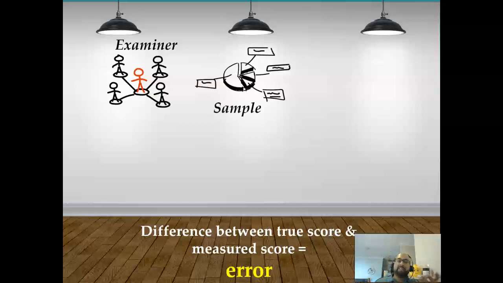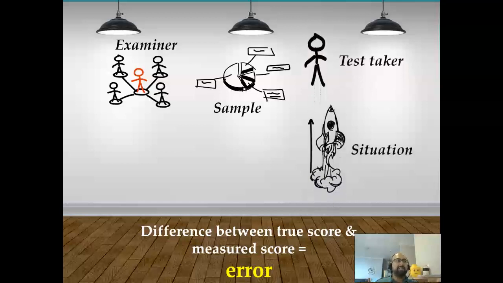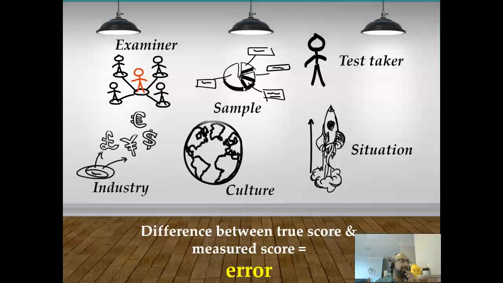Then there's the sample. Who is going through the selection process? The test taker themselves. The situation. Maybe there's a lot of background noise during the interview. Maybe it's a particularly stressful situation. There's also the culture and the industry. So lots of factors can come into play and introduce discrepancies between the true scores on any KSAO and the measured scores in our selection tool, thereby increasing error in our measurement. So how do we choose and develop selection processes that have minimal error and that really let the job candidate's true scores shine?